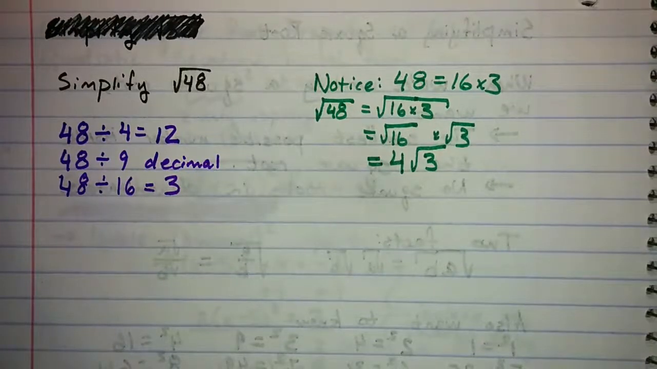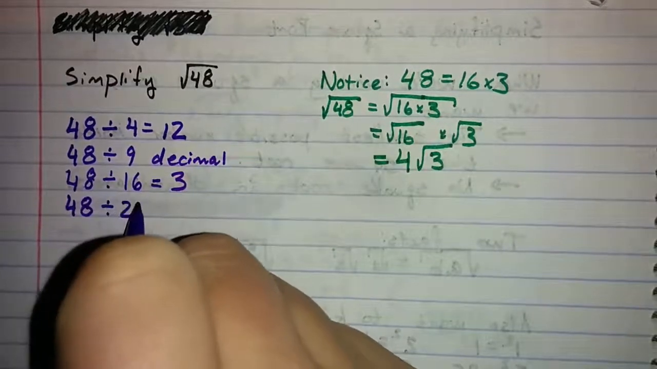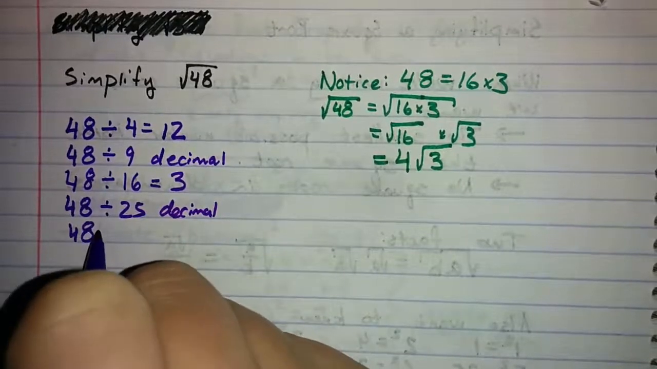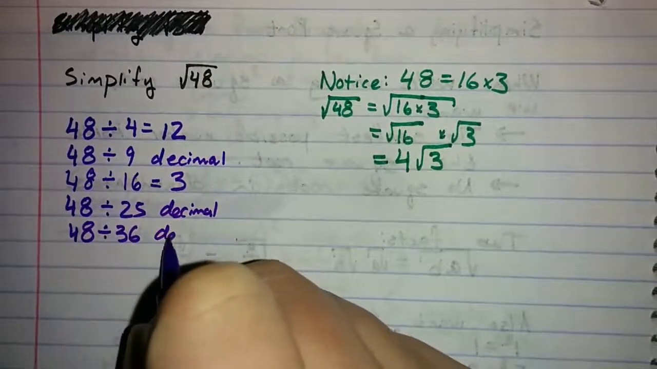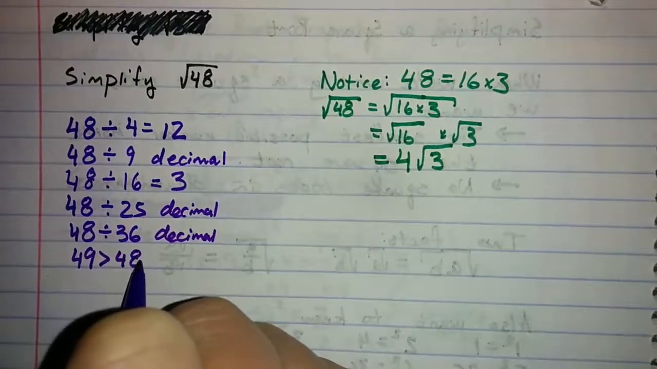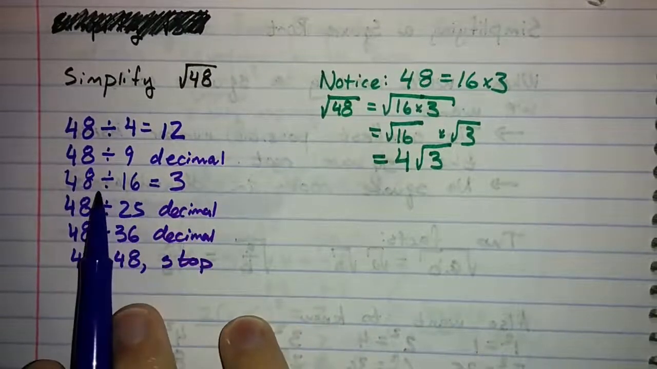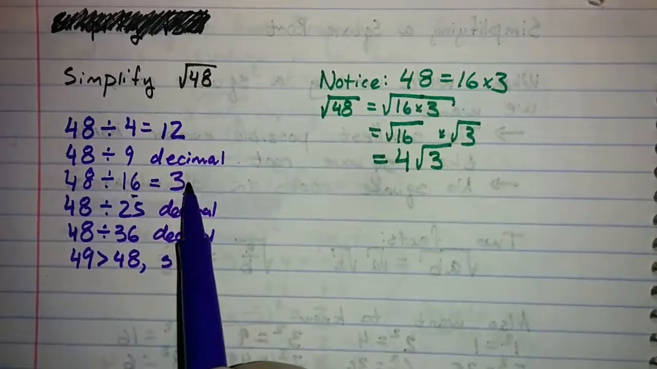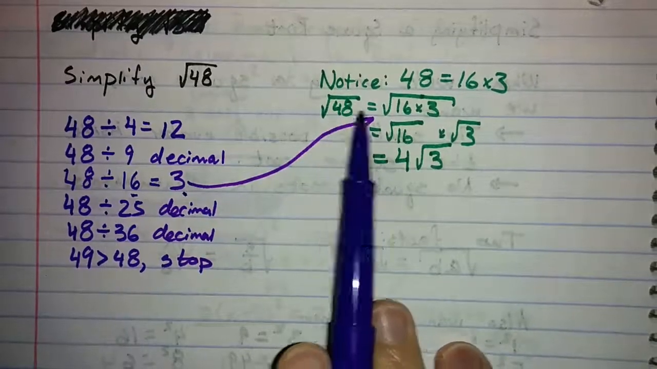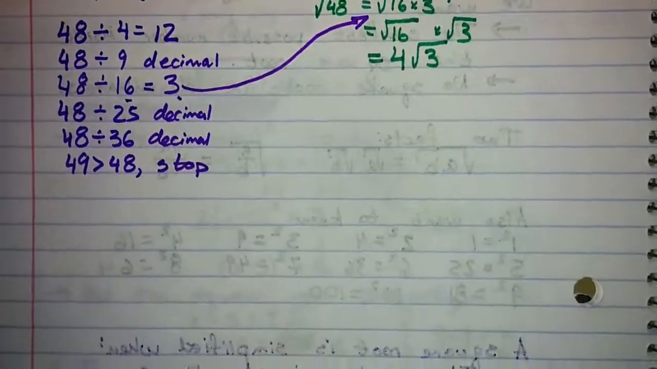Or we can stop when we get past 48. Right? 48 divided by 25 is a decimal. 48 divided by 36 is a decimal. And then 49 is more than 48. So we can certainly stop there. Either way, once you had 48 divided by 16 is 3, you could go over here. Root 48 is root 16 times 3. All right, what about fractions?